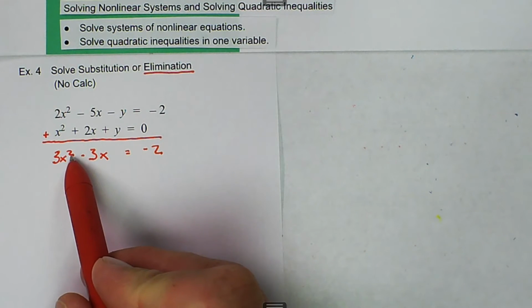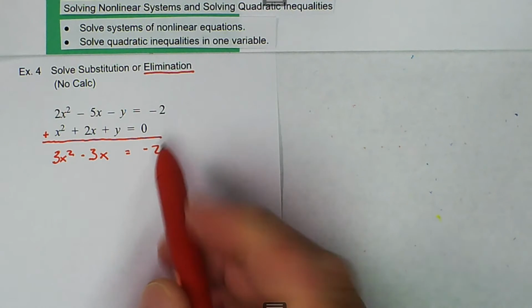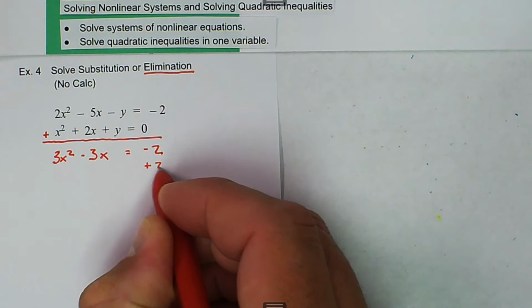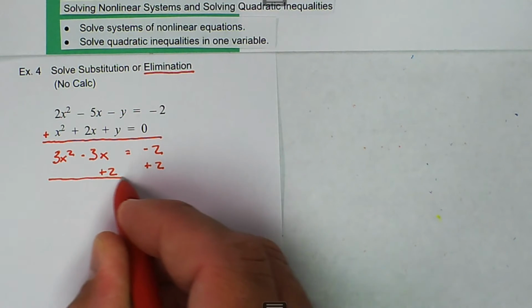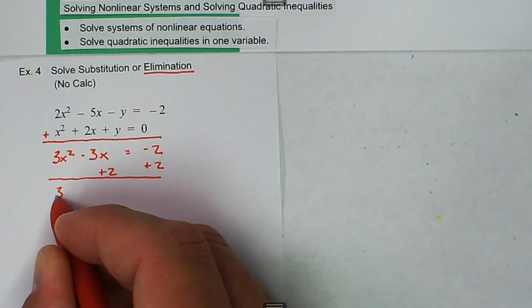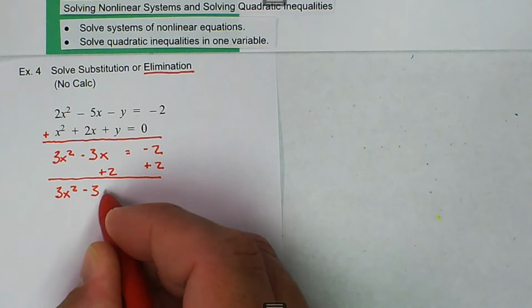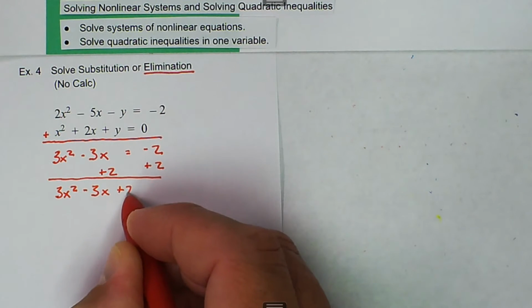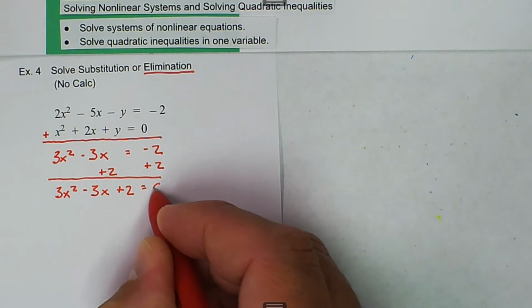Now we have a quadratic equation, and anytime we have a quadratic equation, we want one side to be equal to 0, so we have to get this side equal to 0. So I'm going to add 2 to both sides of the equation, and then we get 3x squared minus 3x plus 2, and that is equal to 0.